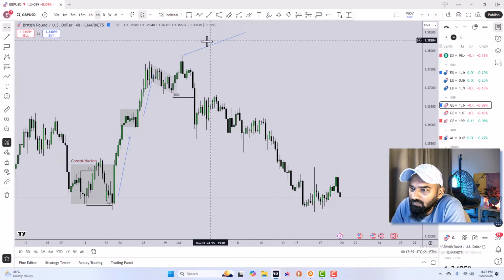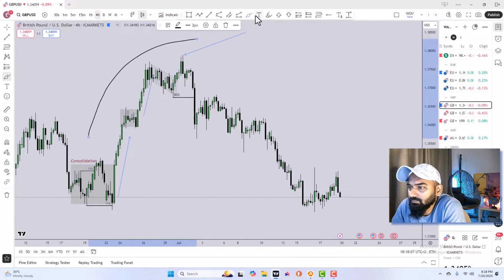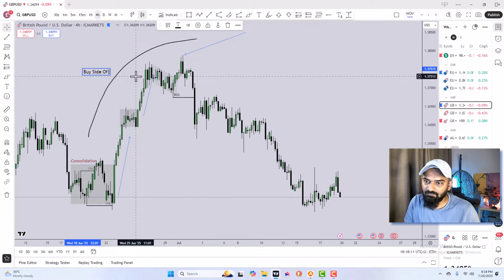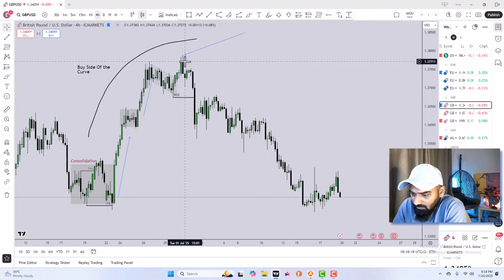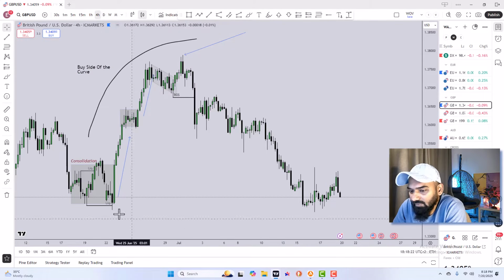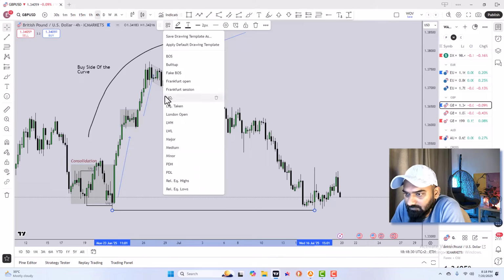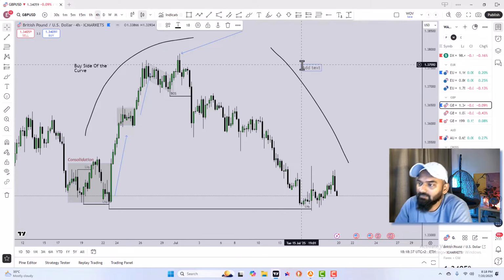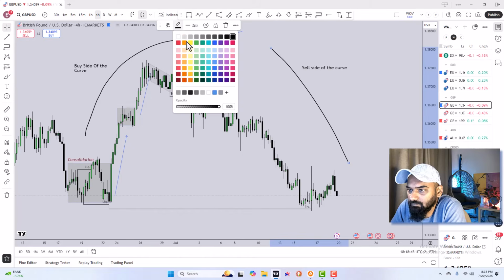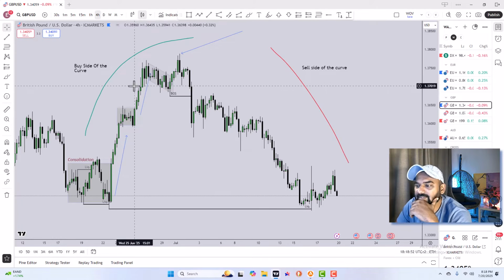So this is buy side of the curve. Now from 1st July it has started to break down and it has taken this liquidity last week, completing sell side of the curve. So this is what it is right now.